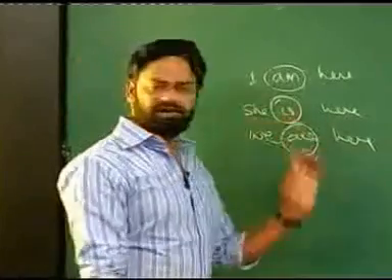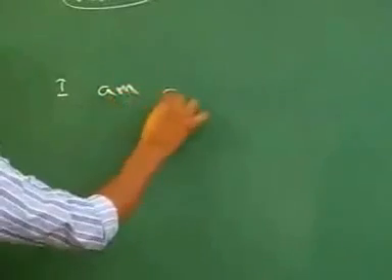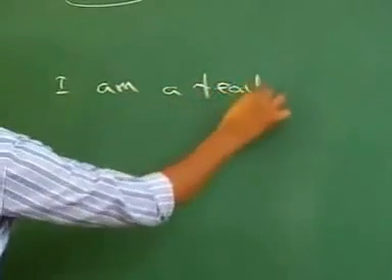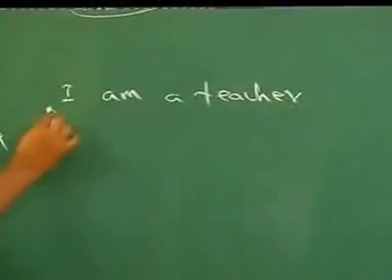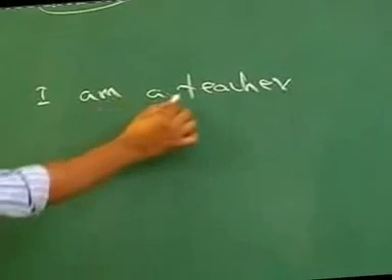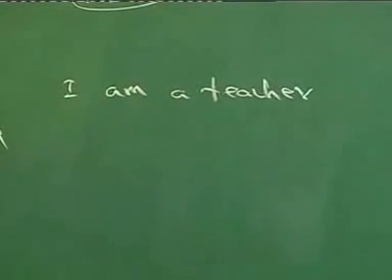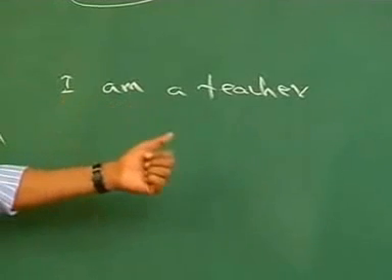Let me say one simple example. I am a teacher. When I say this sentence, I am a teacher, you understand? I am అంటే నేను ఇక్కడ ఉన్నాను. ఎలా? a teacher, ఒక టీచర్ గా. I'm a teacher means this is my present status, this is my present position, this is my present condition. So I am a teacher.